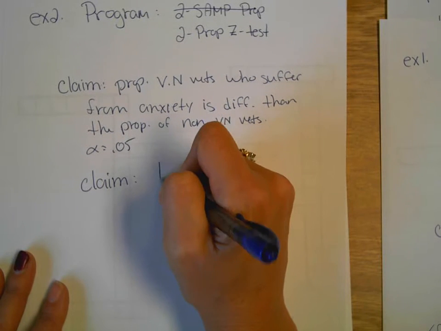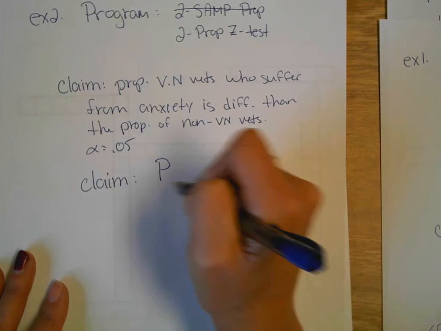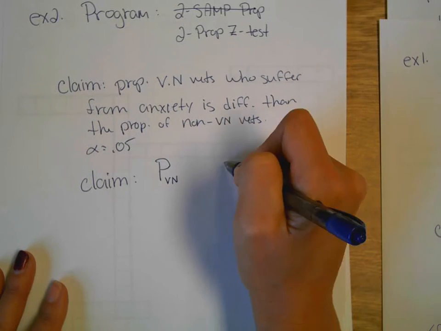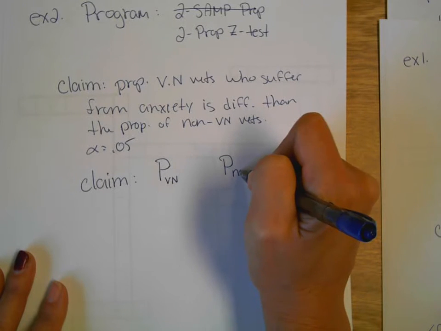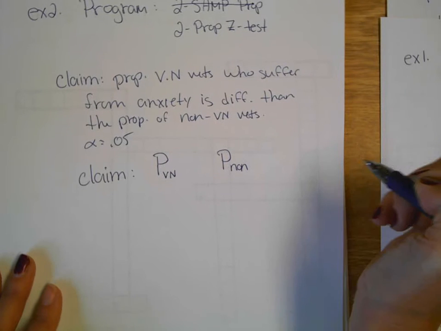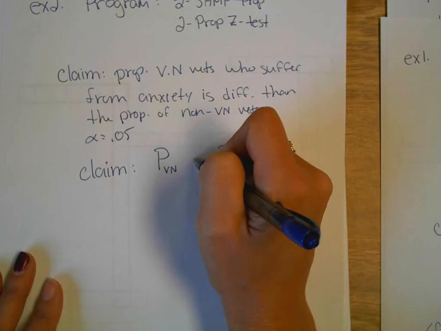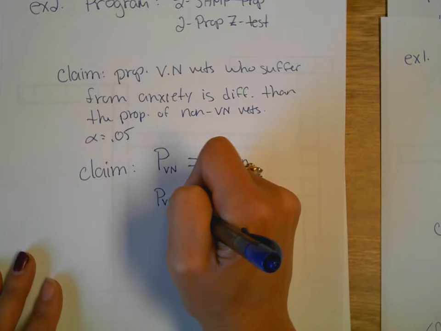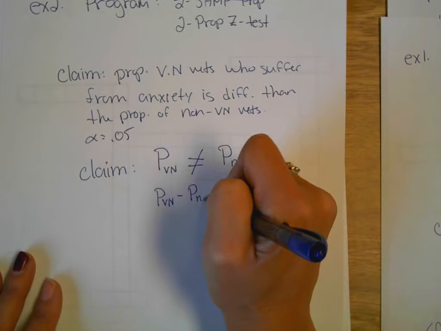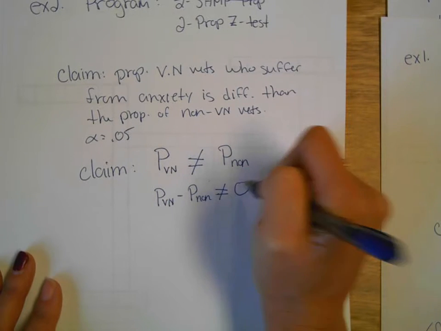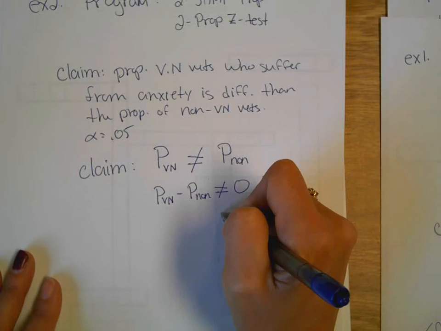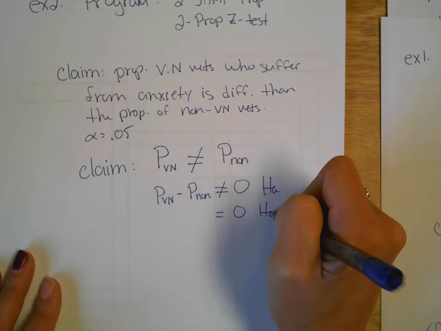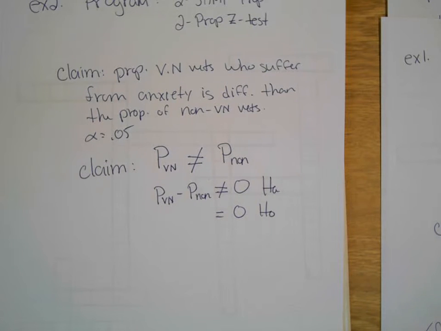Okay, so we've got proportion, so we need a p. Vietnam, and comparing to the proportion of non-Vietnam. What are they saying about the 2 proportions? Not equal. So as a subtraction, there's your Ha. Your Ho is going to equal 0. Okay, and then I'll show you the table.